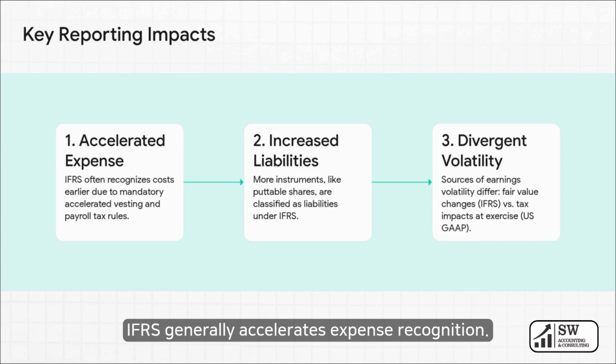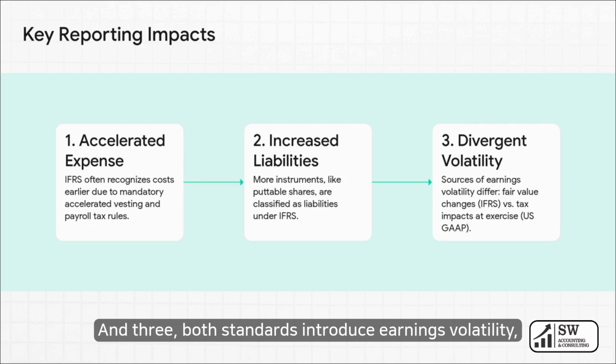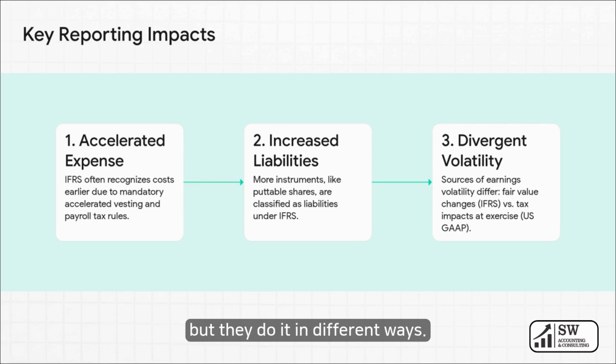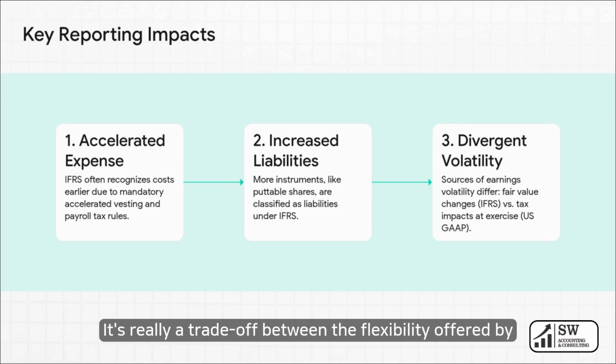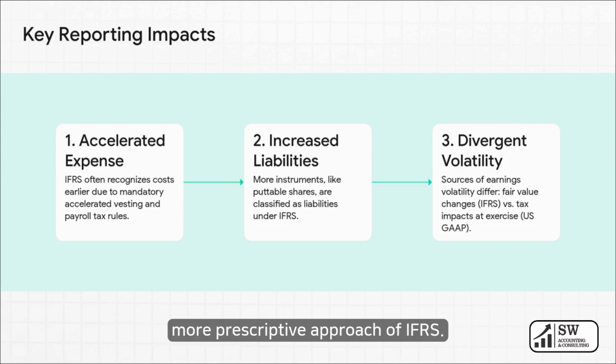1, IFRS generally accelerates expense recognition. 2, IFRS pushes more instruments into the liability category, which can swell the balance sheet. And 3, both standards introduce earnings volatility, but they do it in different ways. With IFRS, it's often from fair value changes, while with US GAAP, it can come from tax impacts at exercise. It's really a trade-off between the flexibility offered by GAAP and the stricter, more prescriptive approach of IFRS.